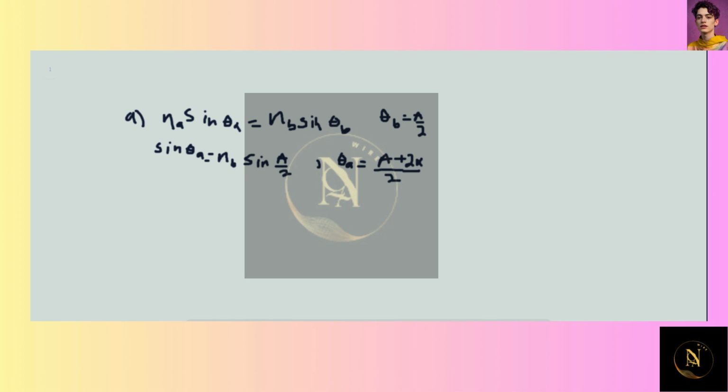Then we can plug the value of theta A here, and then our above equation becomes sine A plus 2 alpha over 2 is equal to, so nB we will write n only, and then this becomes n sine A over 2.